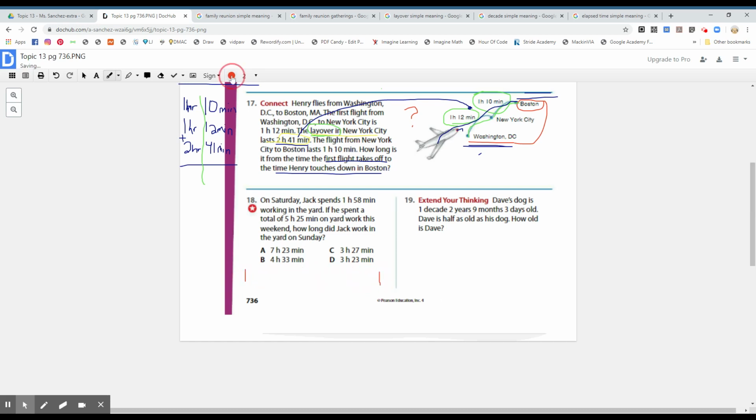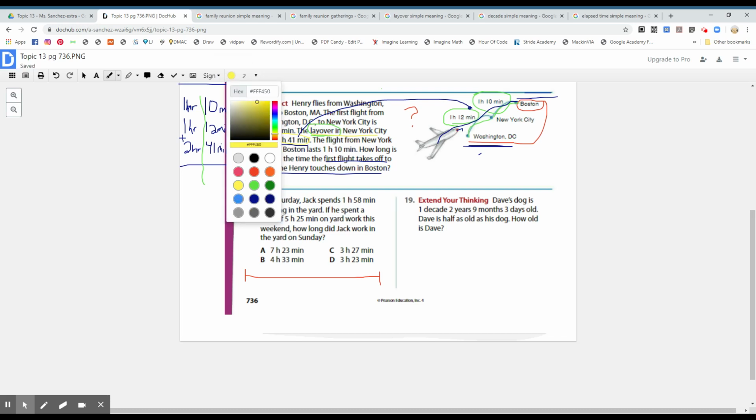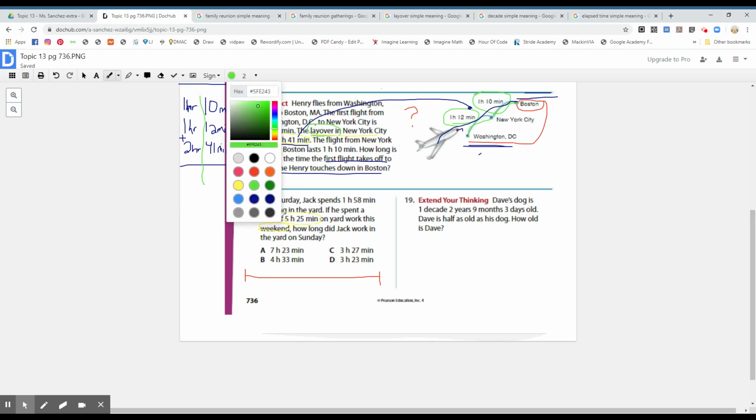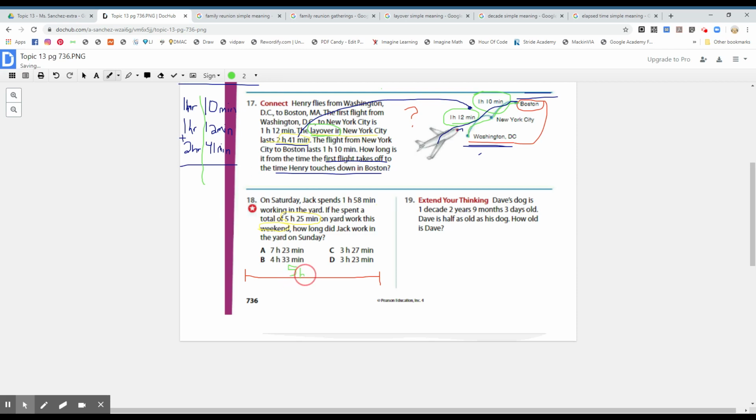All right, boys and girls, we have a total. The weekend, that means 2 days. And the total for the weekend was 5 hours and 25 minutes. So guess what? That's what I'm going to write up here. That's my total. 5 hours, 25 minutes.